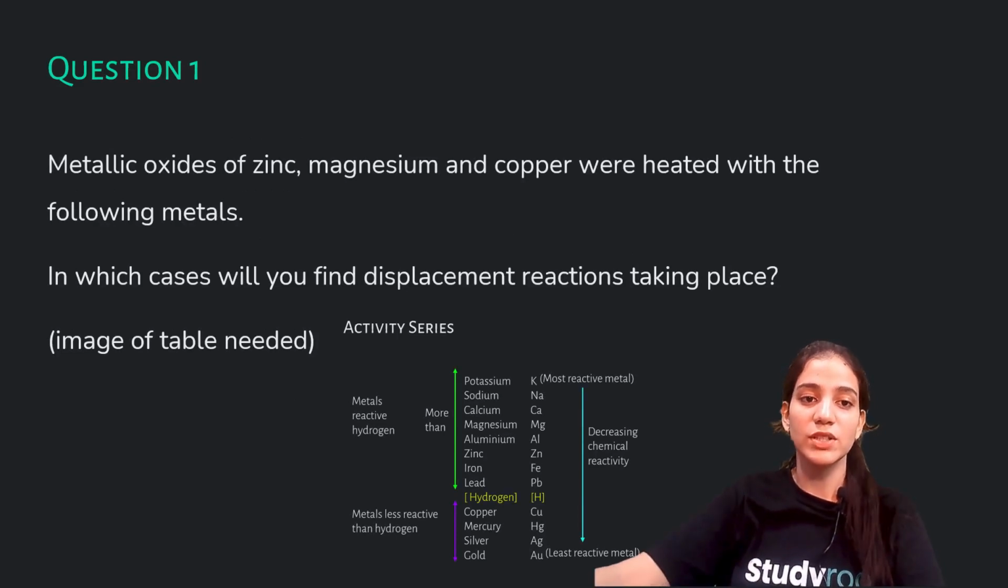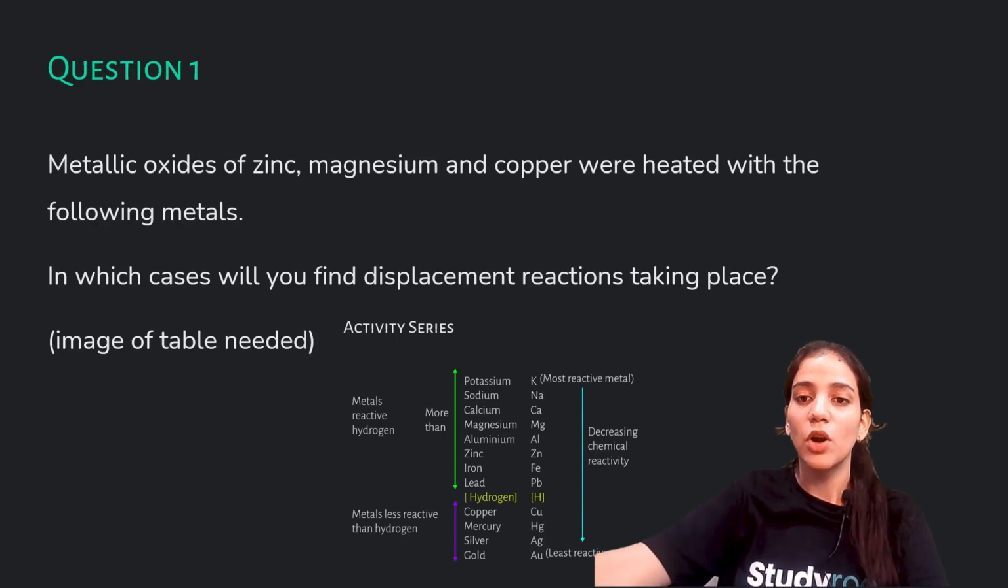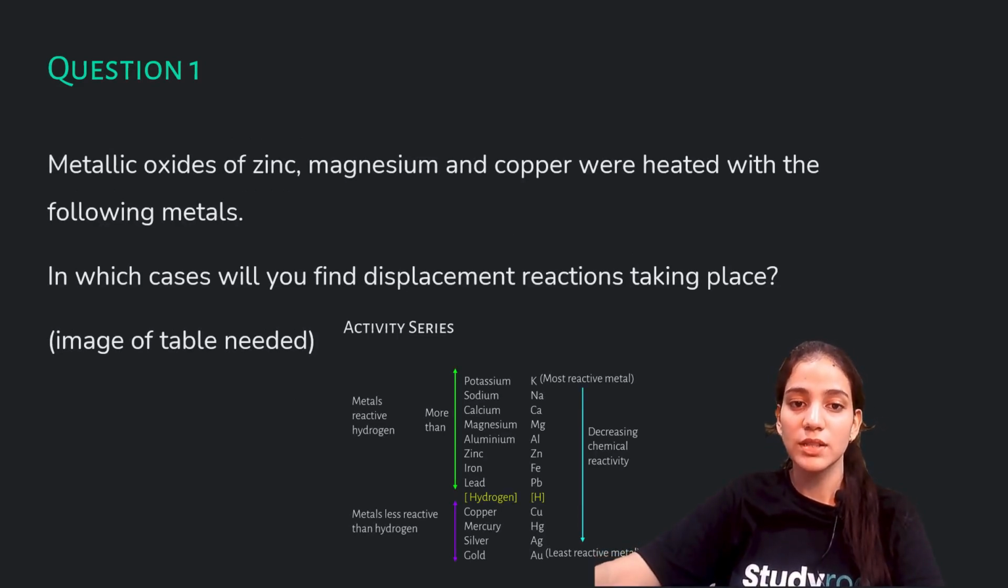Now, I have a question for you all. Metallic oxides of zinc, magnesium, and copper were heated with the following metals. In which case will you find displacement reactions taking place?